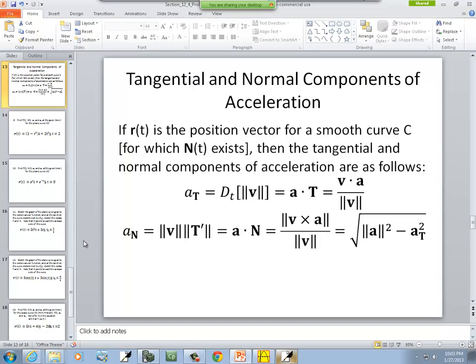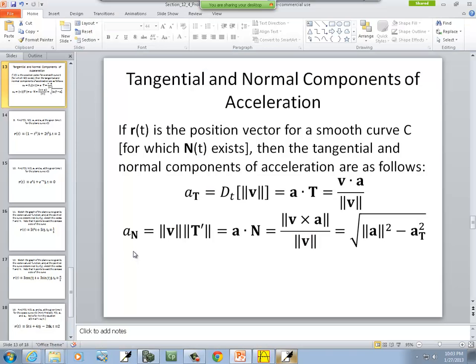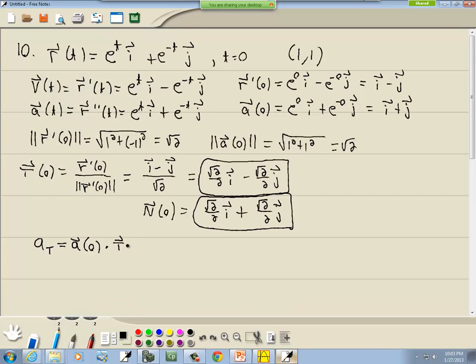This is going to equal the dot product of A at 0 and T at 0. Realize that it's not the generic ones, it's after we plugged in the values. Where's A at 0? Here's A at 0, which is i plus j. So we have i plus j dot product T of 0. Where's T of 0? T of 0 is right here, so that'd be square root of 2 over 2 i minus square root of 2 over 2 j.